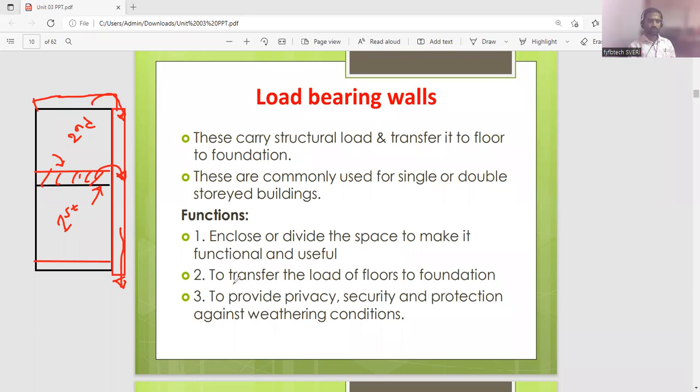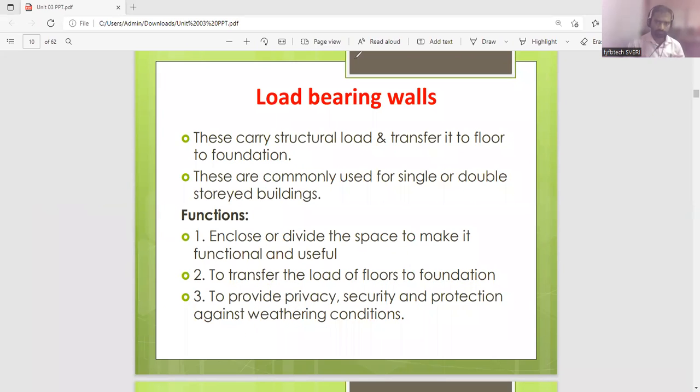So, to transfer the load of a floor to the foundation, then to provide privacy, security and protection against weathering conditions. This will be helpful for the load bearing frames or walls. Is it clear? Load bearing walls, everyone? Yes or no? Yes, sir.